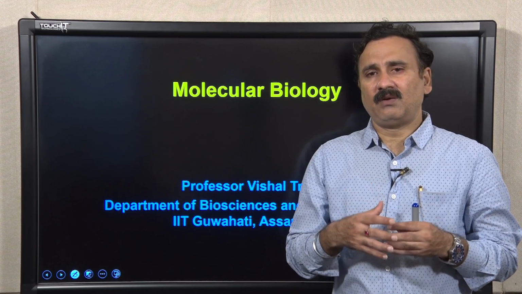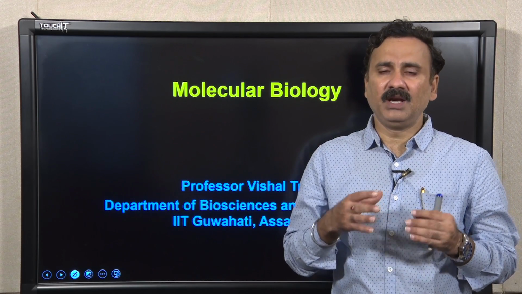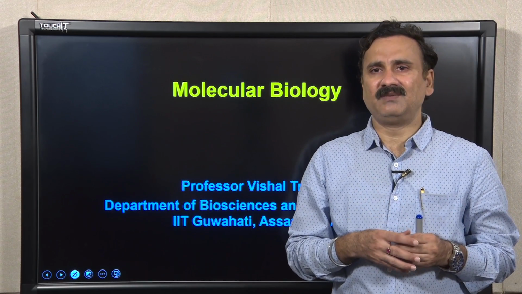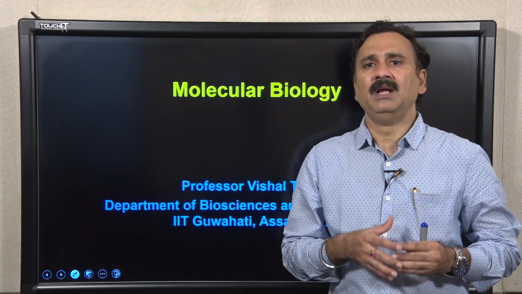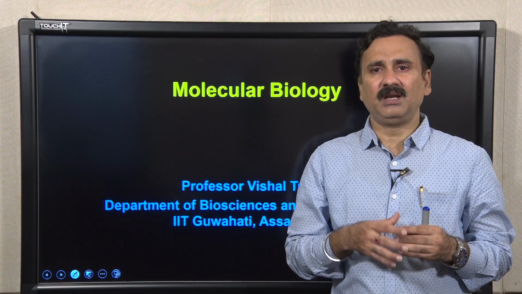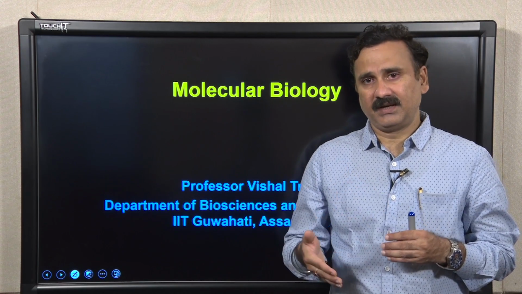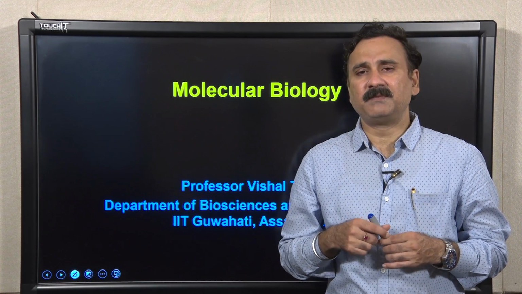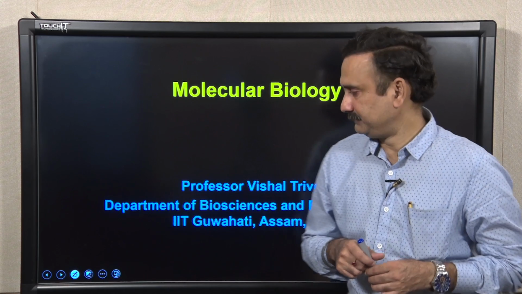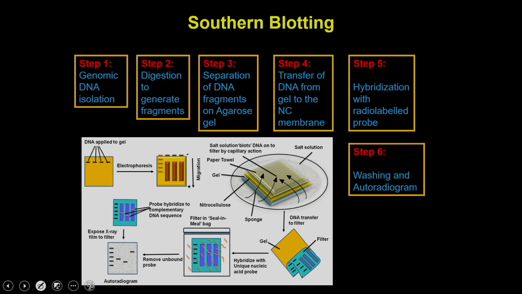So, the southern blotting we are going to discuss today is very similar to what we discussed for the northern blotting, except that southern blotting is a technique where you detect the gene instead of the messenger RNA. So, let us see the different steps in the southern blotting. In the southern blotting you have 6 steps.